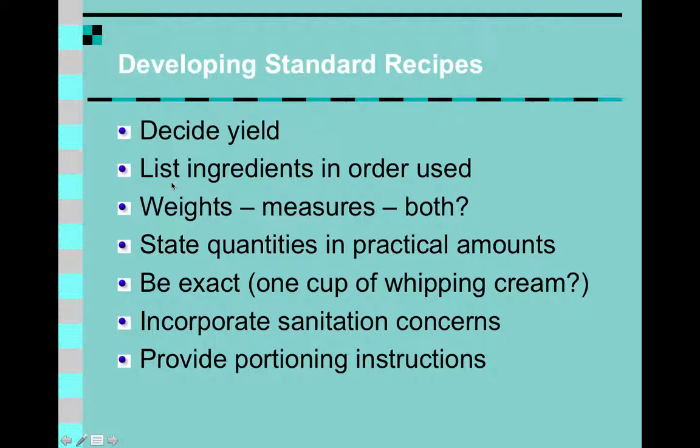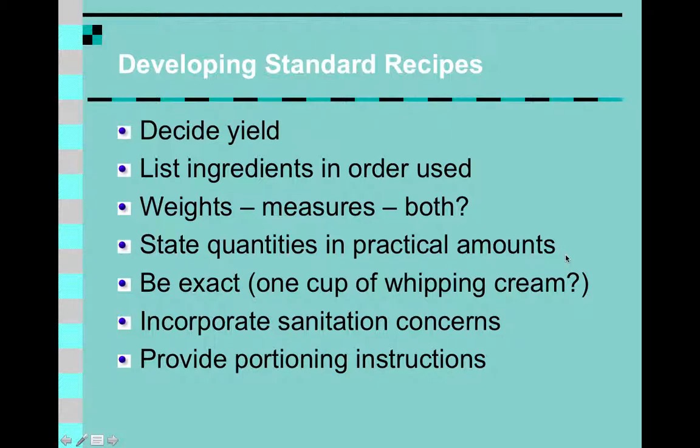When you develop the standard recipes, you need to list ingredients in the order used. For the non-culinary students, this is an important aspect. You always list the ingredients in the order used. You can determine whether you're using weights or measures or possibly both. You can state quantities in practical amounts. You don't want to necessarily use odd fractions, a whole bunch of teaspoons. You've got to look at those conversion charts to see if you should be starting to use tablespoons, for example. You don't want to have 18 tablespoons. We should probably be using cups at that point. So, you want to make sure they're using practical amounts.